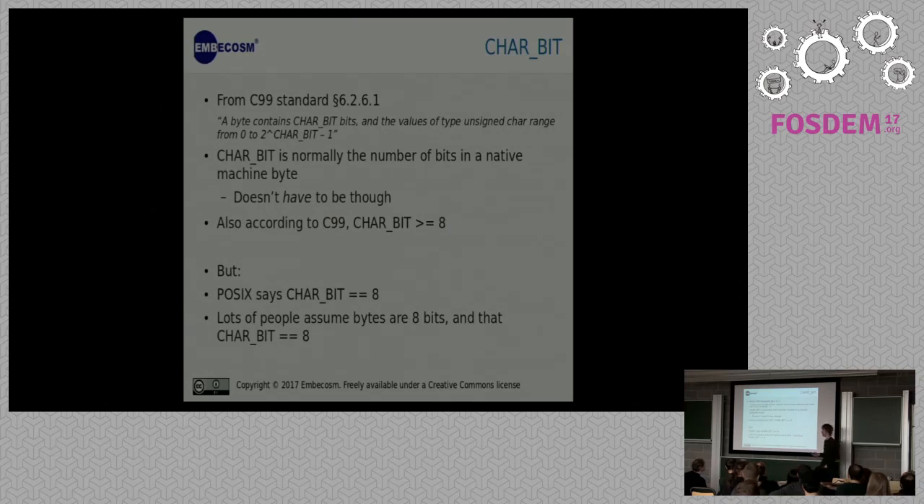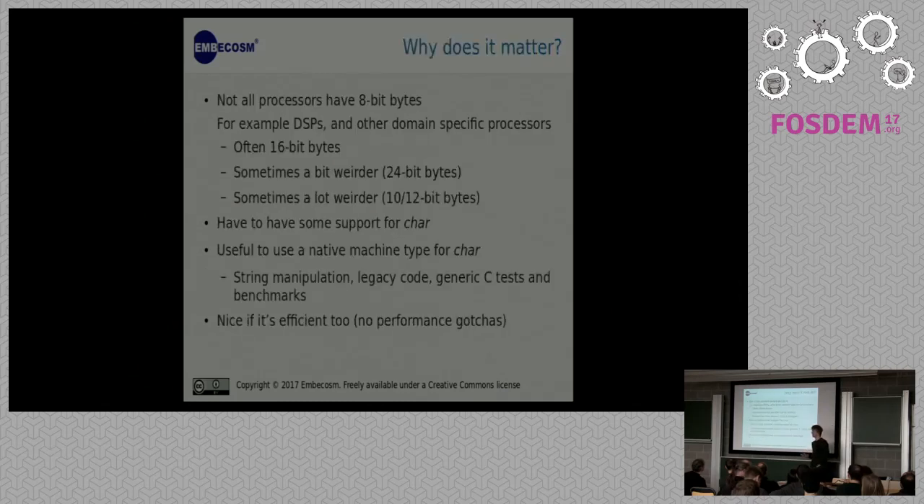And among lots of people who aren't compiler developers or working deep in systems, there's the general assumption that bytes are 8 bits, and everyone generally assumes that now. Therefore it's also assumed that CHAR_BIT equals 8, and lots of people write code assuming as much. So we have architectures which don't have this, where we have a char and a byte which isn't the normal, lovely 8-bit byte. And it matters to us.